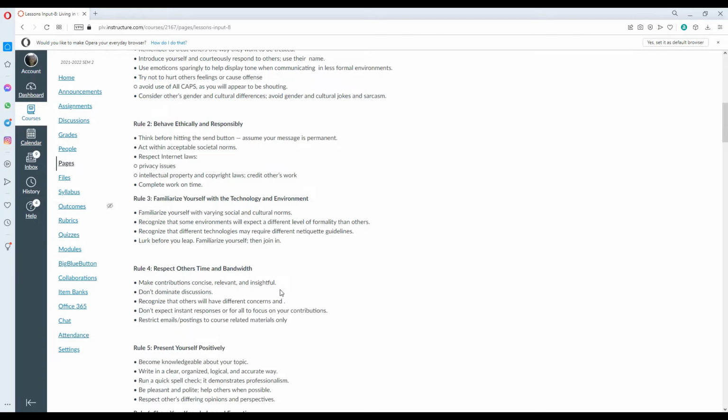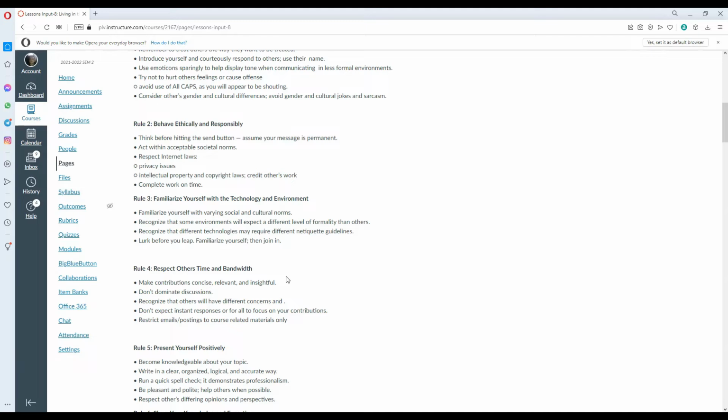Number three, familiarize yourself with the technology and environment. Familiarize yourself with varying social and cultural norms. Recognize that some environments will expect a different level of formality than others. Recognize that different technologies may require different etiquette guidelines. And look before you leap, or lurk before you leap. Familiarize yourself, then join in. Do not just join certain discussions or certain groups without checking what that particular group is about.